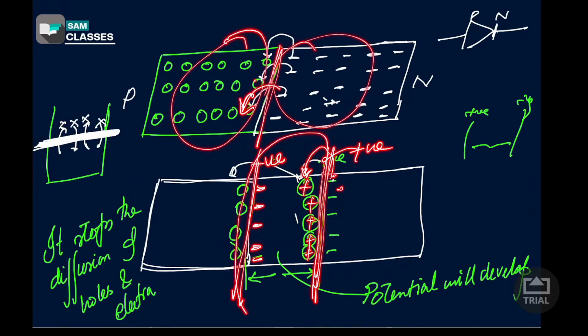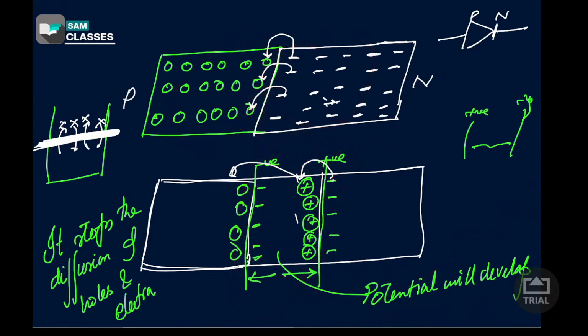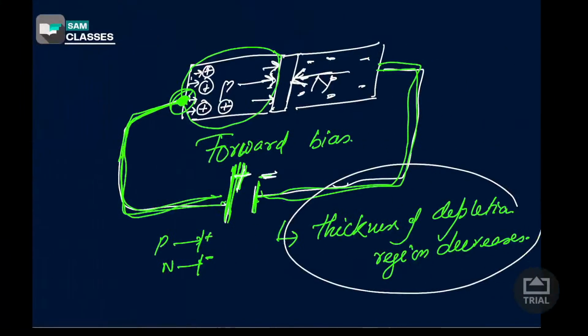Due to this positive and negative charge, a potential develops, and that potential is known as the potential barrier. Because once it develops, it says, now I cannot allow more charges to go here or there. That's why it's called the potential barrier. The barrier made by the potential is not allowing the charges to cross.